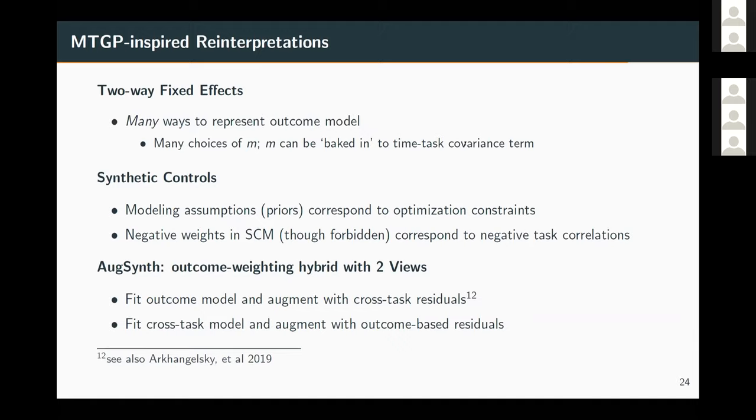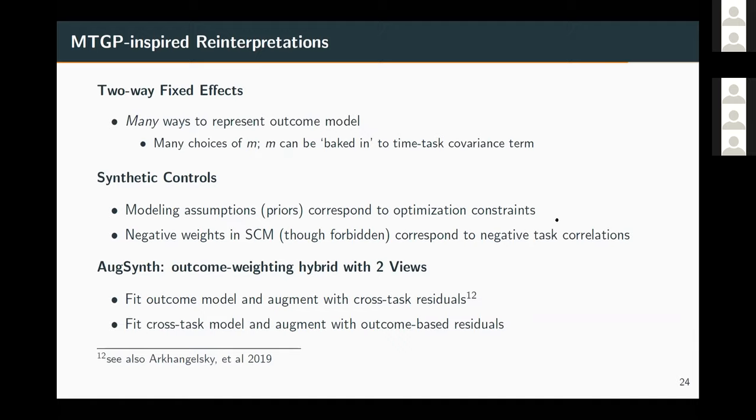Ultimately, you can bake that outcome model into the time covariance term. You can bake that into the kernel K that you're learning. And so there's actually a lot of flexibility in what's going on here, and whether you want a relationship between time and task in the K times theta version, or whether you want unit fixed effects by having an isolated outcome model.